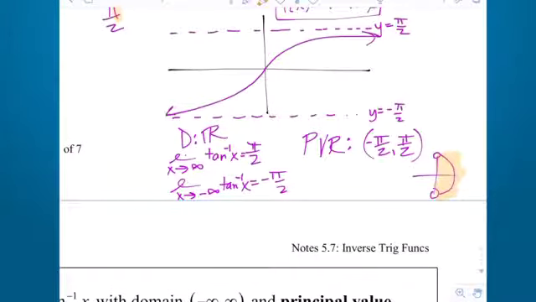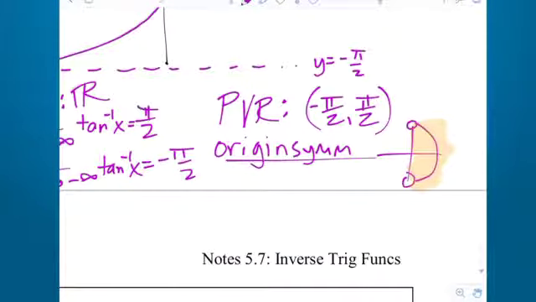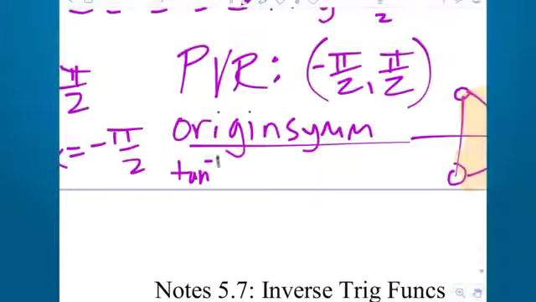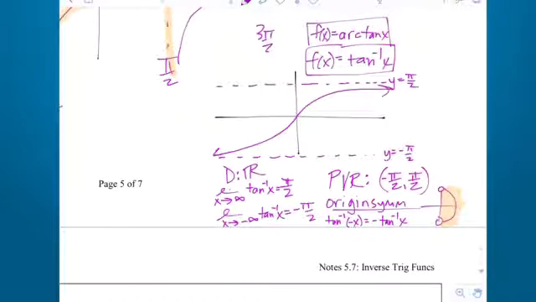Any symmetry going on with this one? Even, odd, or neither? It has origin symmetry. Yeah. I hate when I write with a highlighter. Origin symmetry. So it's an odd function. So that means that inverse tangent of negative x is the same as what? Do I get rid of the negative input or bring it out front? Bring it out front. It's the same as negative inverse tangent of positive x. So arc sine and arc tangent are both odd functions.